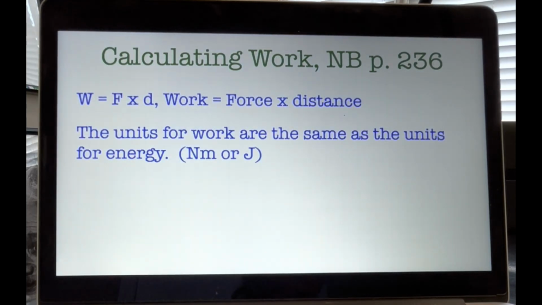All right, calculating work. We can calculate the amount of work, W, done by multiplying the force acting in the direction of motion by the distance that the object moves. The equation is shown below. So we have work equals force times distance. The units for work are the same as the units for energy. Notice that force units are newtons and distance units are meters. So work units are newton meters, which is equal to a joule.